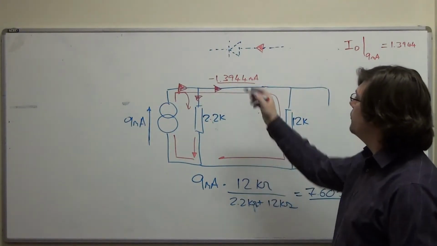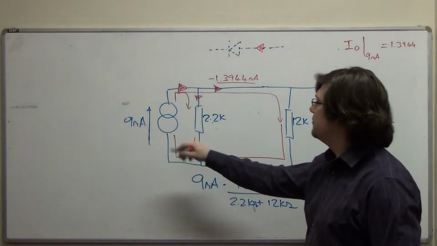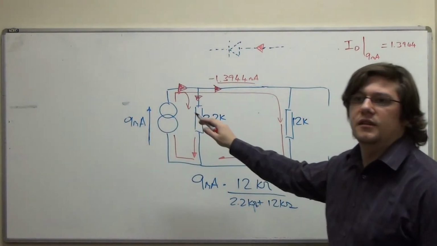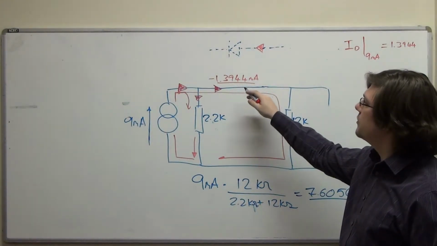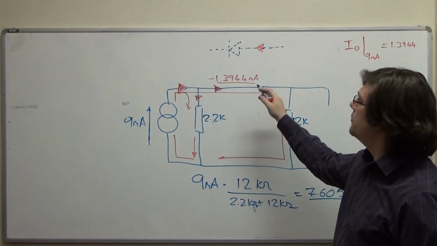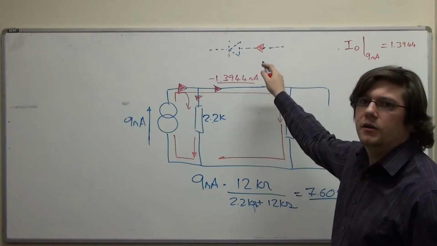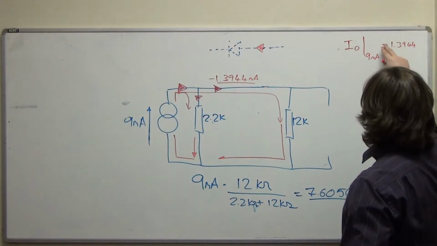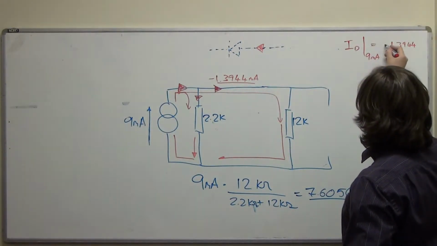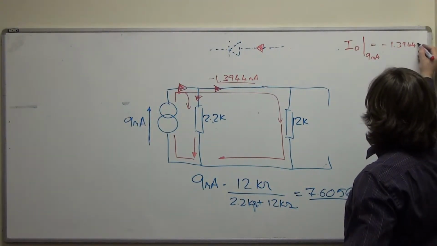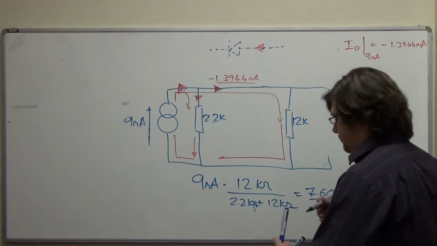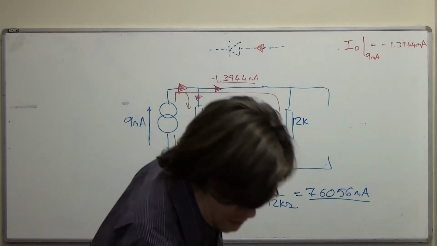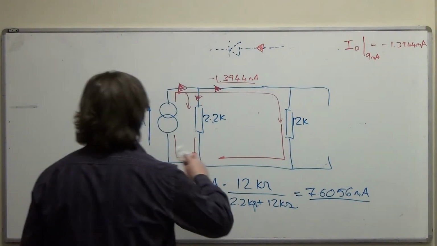So I'm going to call that minus 1.3944. And you could say, well look, the 9 milliamps goes that way, it's clearly plus. It doesn't matter about the 9 milliamps, that's not what's important. It's a question of what direction the current's going with respect to what you're calling positive current in the diode. And it's in the diode that's the key bit. So, minus 1.3944 milliamps. So then we have to go on to the next source.